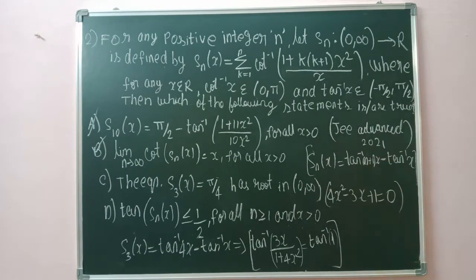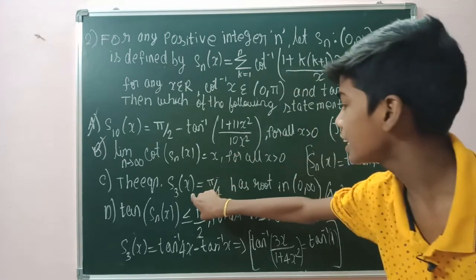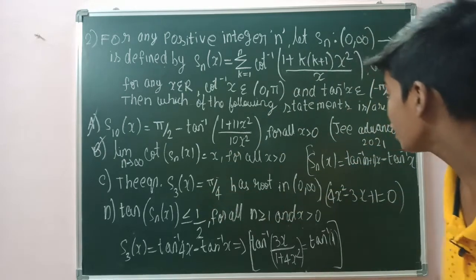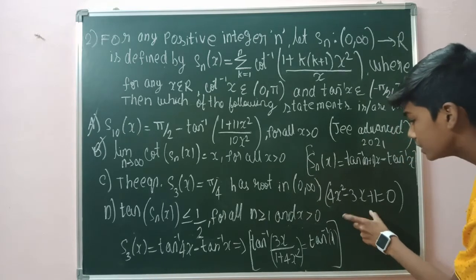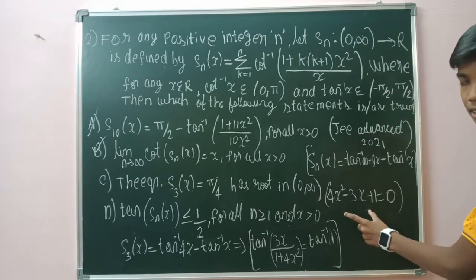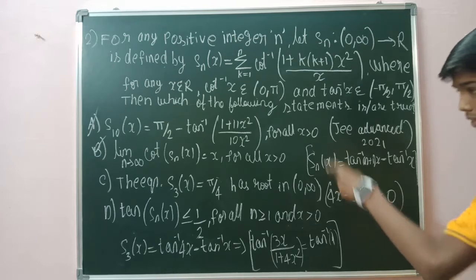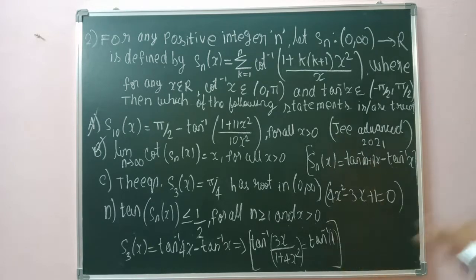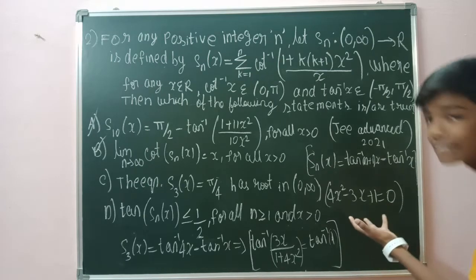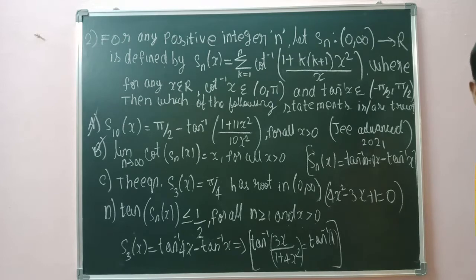Think carefully and say. Your thinking capability is very important to solve such questions. Here it is given this S3 of x is equal to pi by 4 has root in 0 to infinity, but we know this is S3 of x. So this equation 4x square minus 3x plus 1 is equal to 0 has an imaginary root because your discriminant is less than 0. Just solve it. The discriminant is b square minus 4ac. When you find b square minus 4ac, that will be less than 0. If the discriminant is negative, then your roots are imaginary.